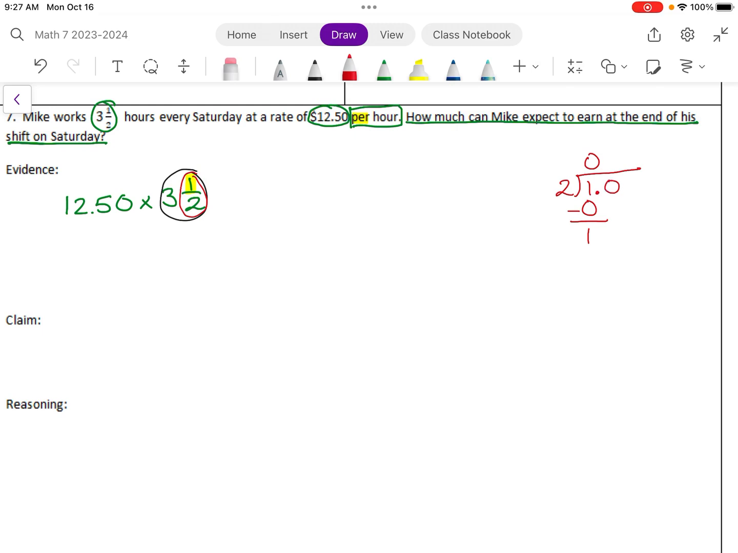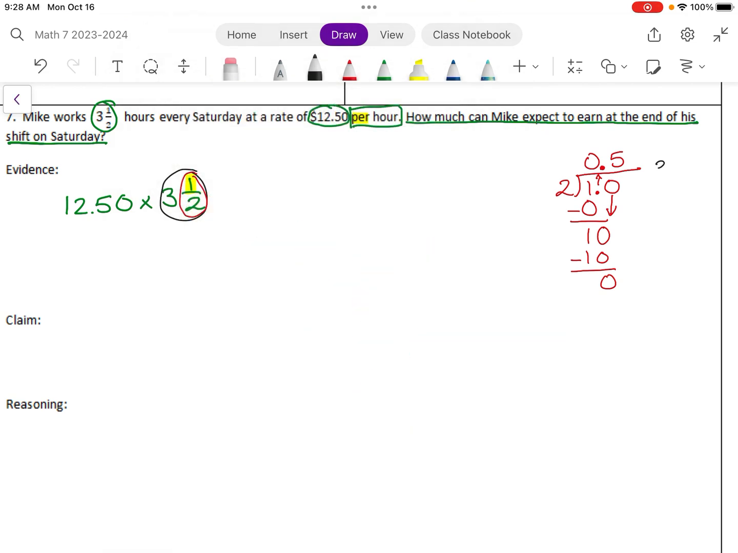Okay, where I put my decimal point, I'm going to bring it up to my answer. Okay, and bring down the 0. So now I have 10. 2 goes into 10 5 times. 2 times 5 is 10. Subtract that, I get 10 minus 10 is 0. Okay, now I don't have a remainder. I am satisfied. Now I have to add in the 3.